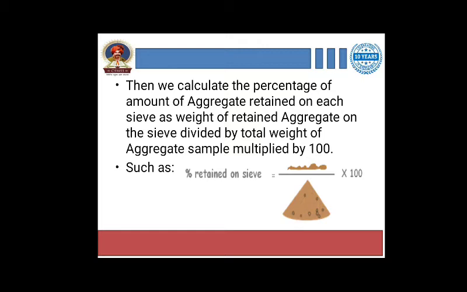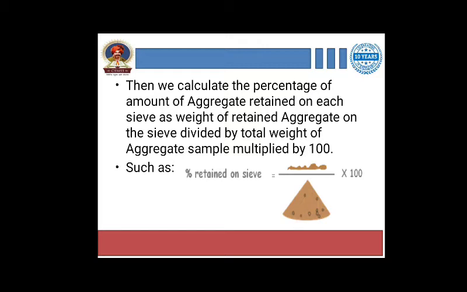We have to calculate the percentage retained in each sieve, such that we calculate the percentage of amount of aggregate retained on each sieve as the weight of retained aggregate on the sieve divided by total weight of aggregate sample, multiplied by 100. Please look over here and concentrate on this part. This is the main part of this lecture, that we have to calculate the percentage weight retained on each sieve, right?